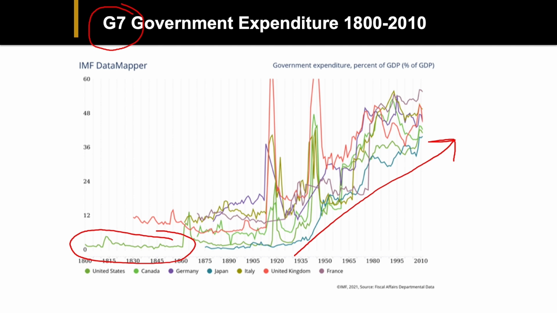And of course, you'll see some outliers here, like France and the UK and some others. But right now, all the seven major economies are spending 35 to 45% of GDP in government spending.